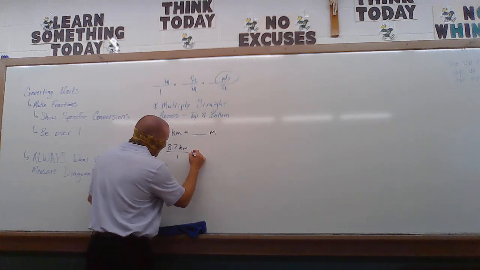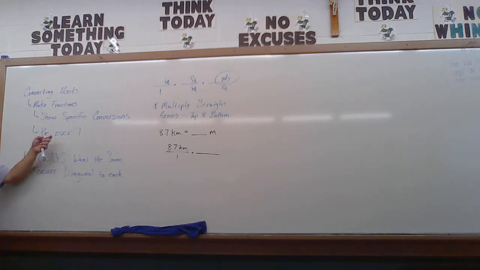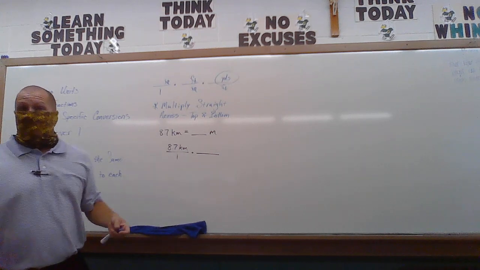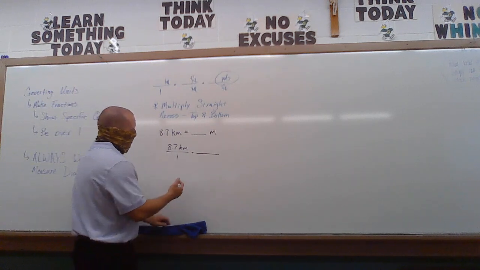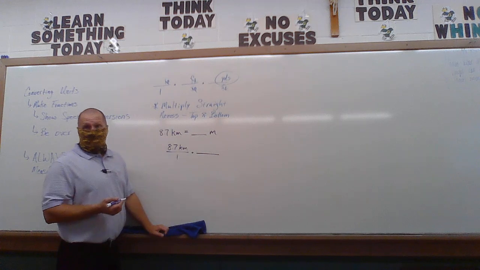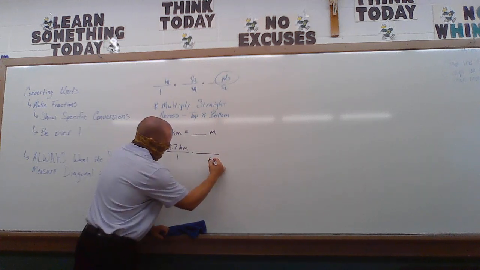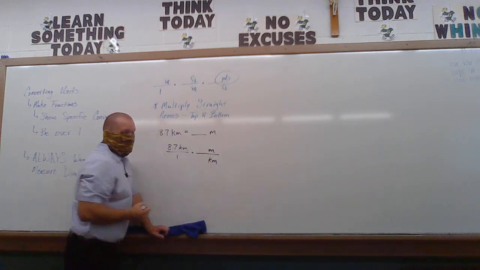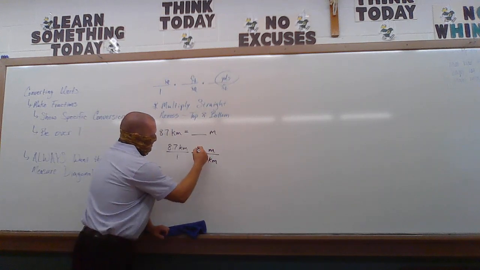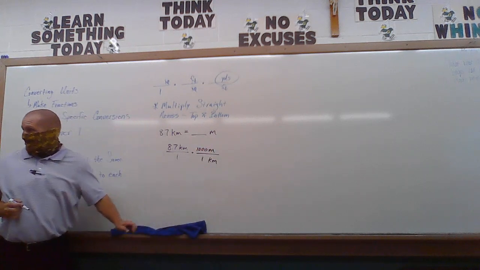My second fraction is always going to be the specific conversion. So, how many meters are in a kilometer? 1,000. So, where does my kilometers have to go, though, in my second fraction? On the bottom. Because my km's have to cancel each other out, so I'm going to have my meters on the top. And you said there is 1,000 meters in 1 kilometer, right?